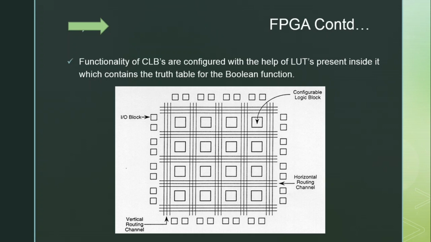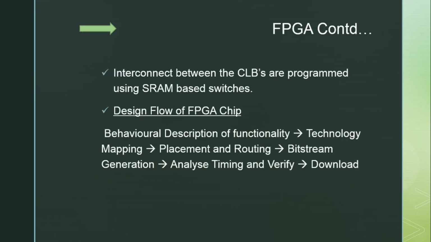The functionality of each of the CLBs is configured with the help of LUTs. LUTs are nothing but lookup tables. These LUTs are present inside each CLB and they contain the truth table for the Boolean function. Interconnect between the CLBs is programmed using SRAM based switches. For the time being, I am not going into the depth of the FPGA internal structure, that is, how each CLB is configured for a specific functionality, but if possible I'll try to cover it in a different video.